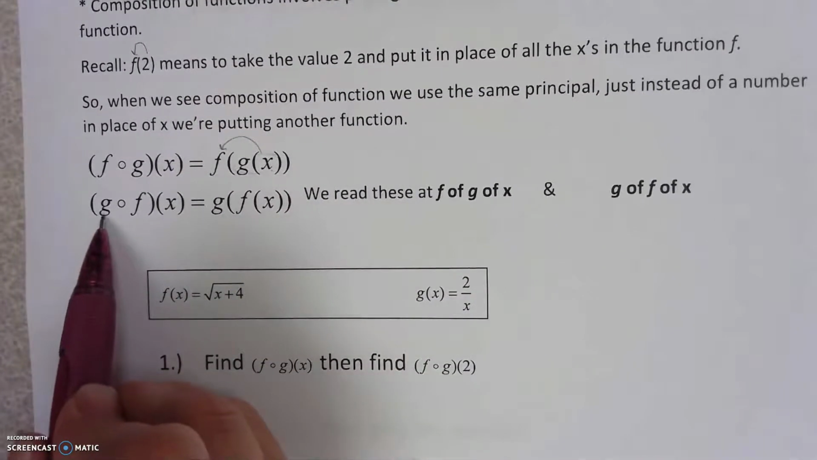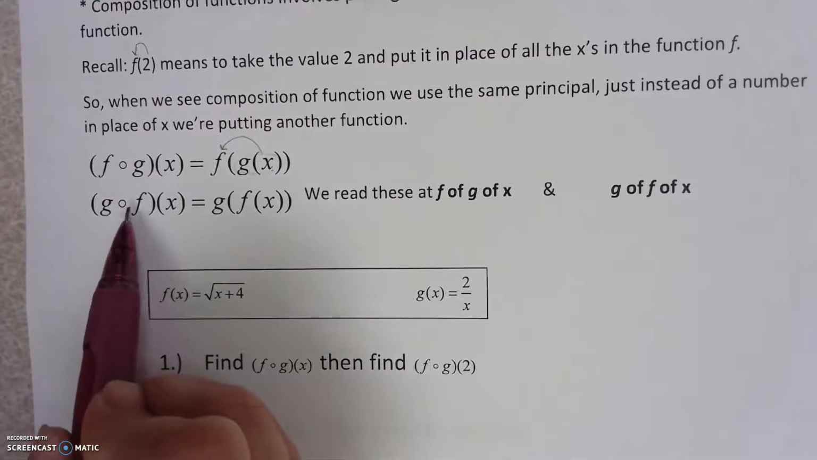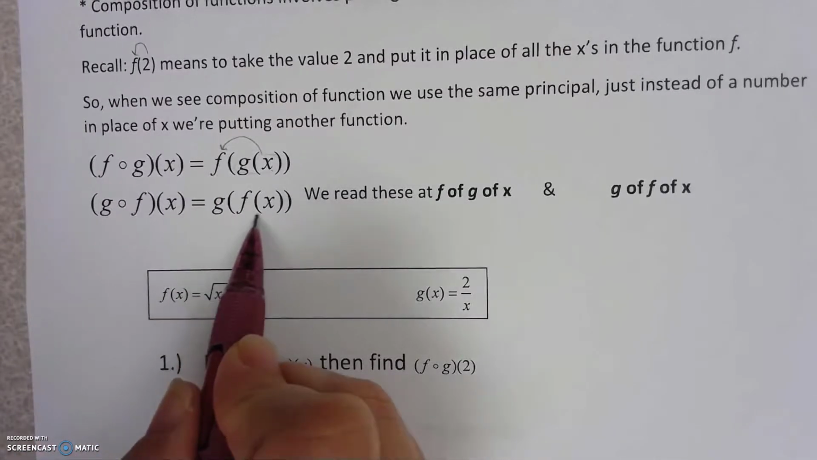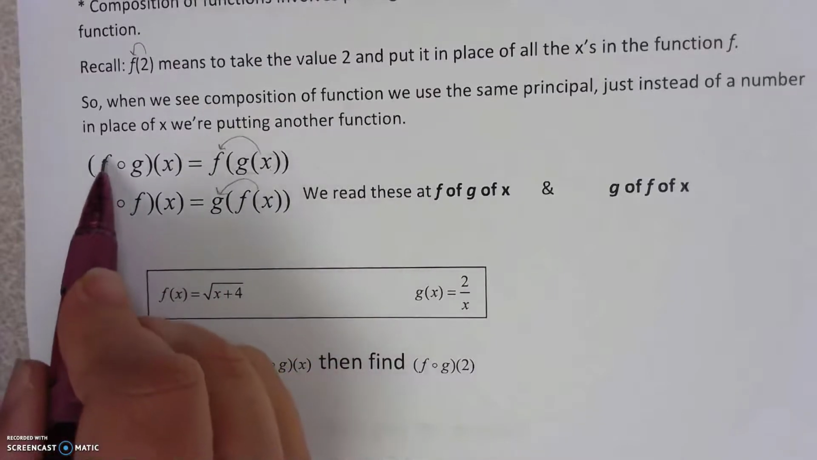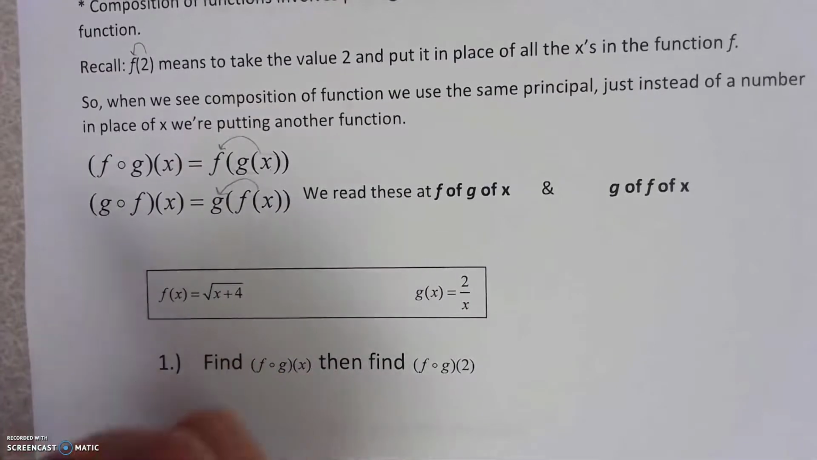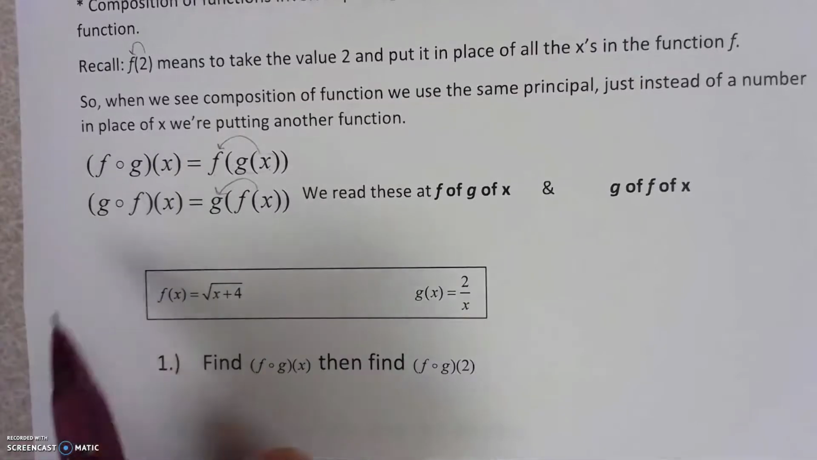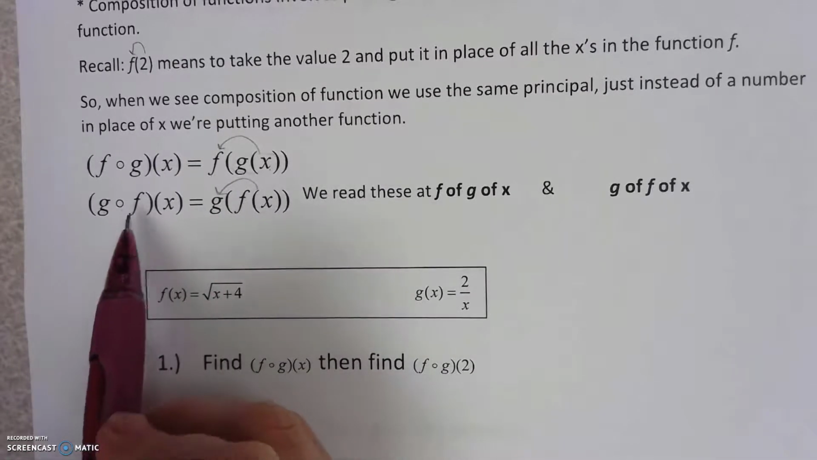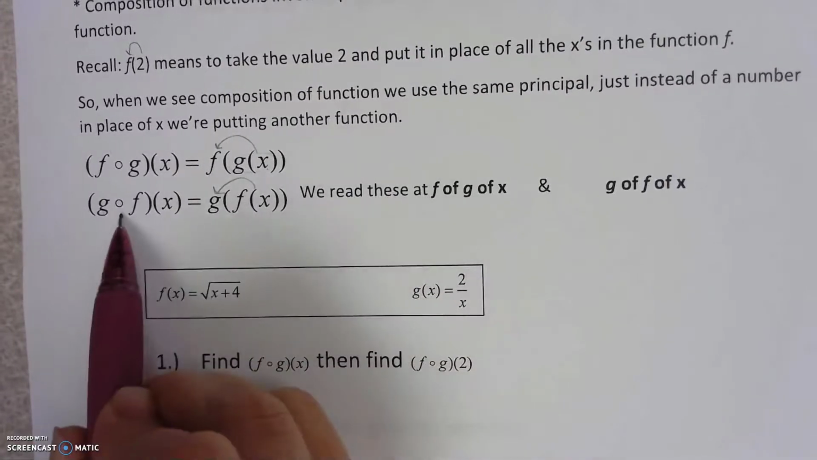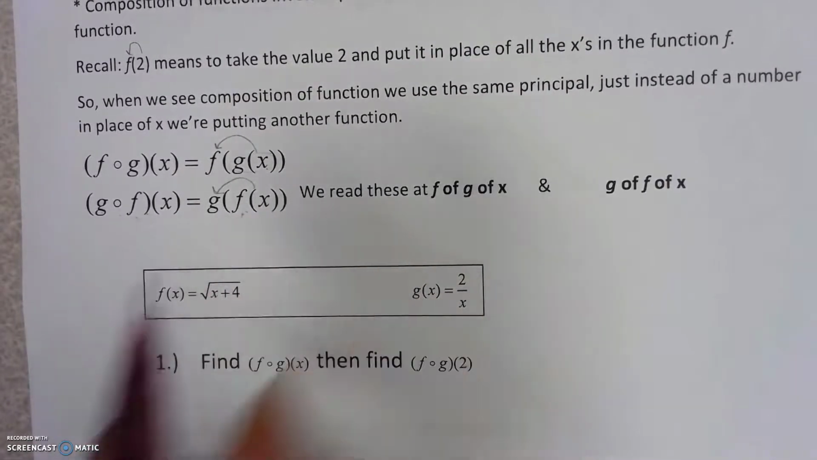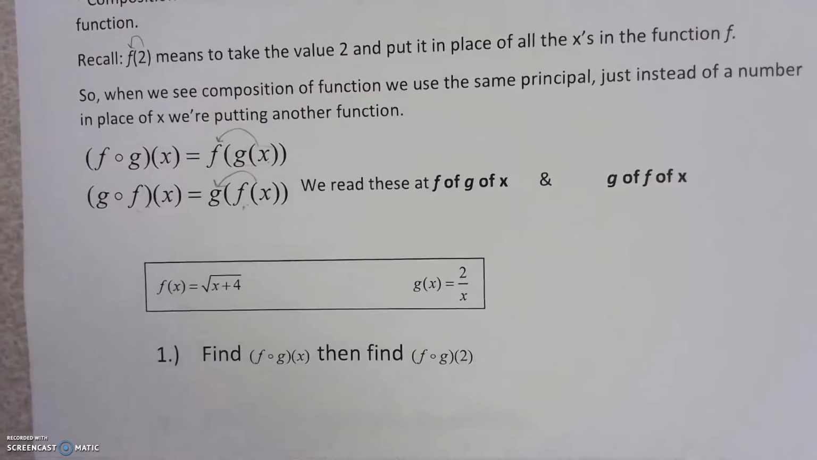You may also see it written g composite f. That means to take the function f and plug it into the function g. So whichever function is listed first is the one you're going to be plugging into. Whatever is listed second is the function that's going to be plugged in. You can use either one of these two notations. They mean the same thing.